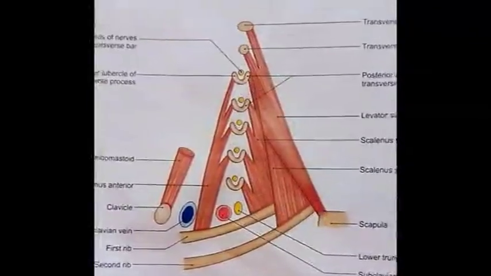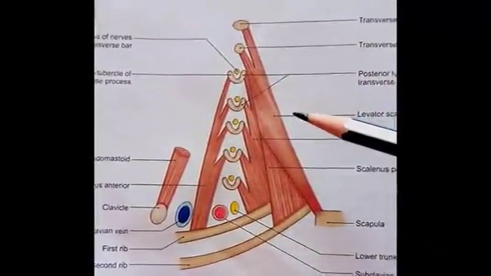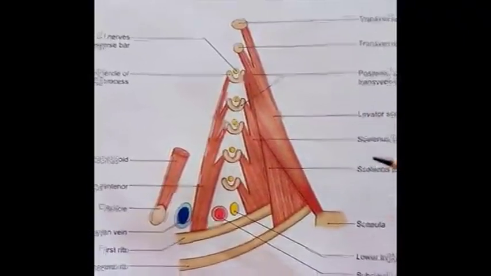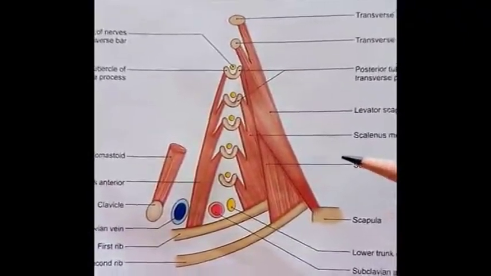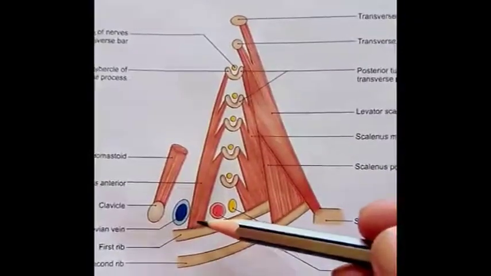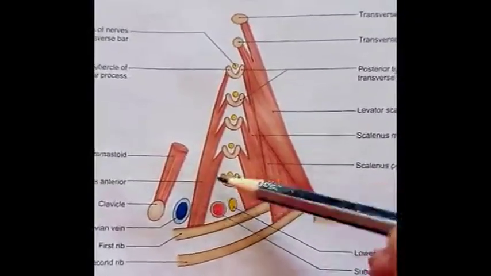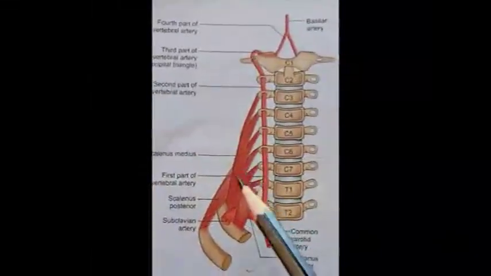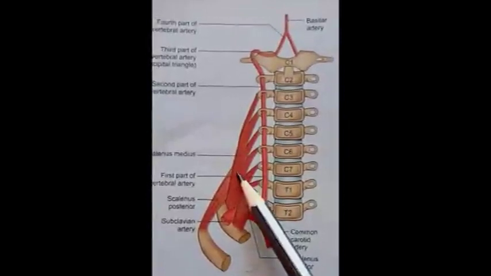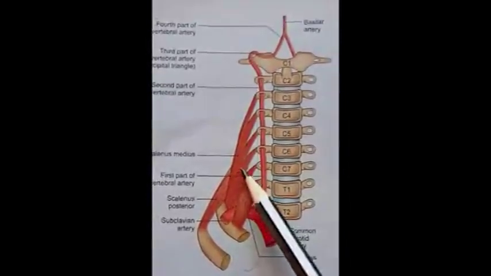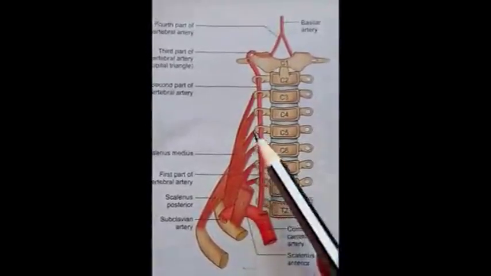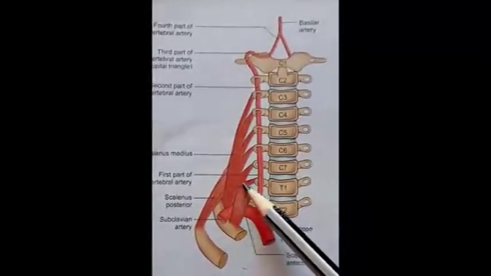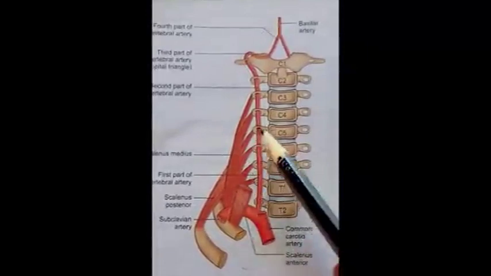Action of the muscle: this muscle is responsible for anterolateral flexion of the cervical spine, rotates the cervical spine to the opposite side, elevates the first rib during inspiration, and stabilizes the neck with other muscles. Next muscle is scalenus medius muscle. This is a larger muscle and present behind the scalenus anterior and also covered by some portion of the scalenus anterior muscle.